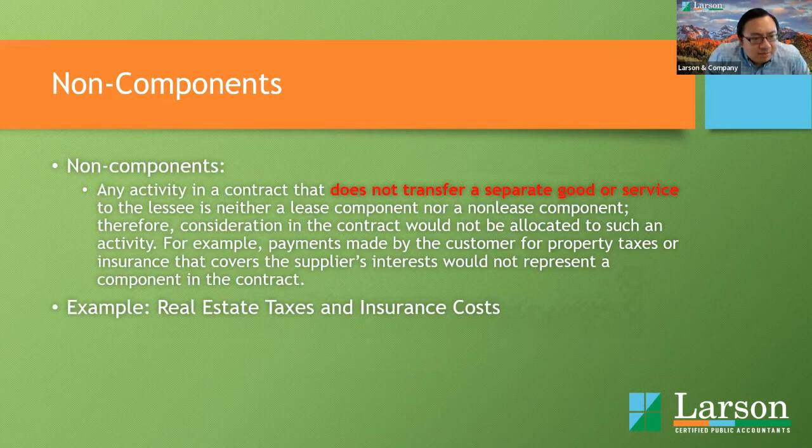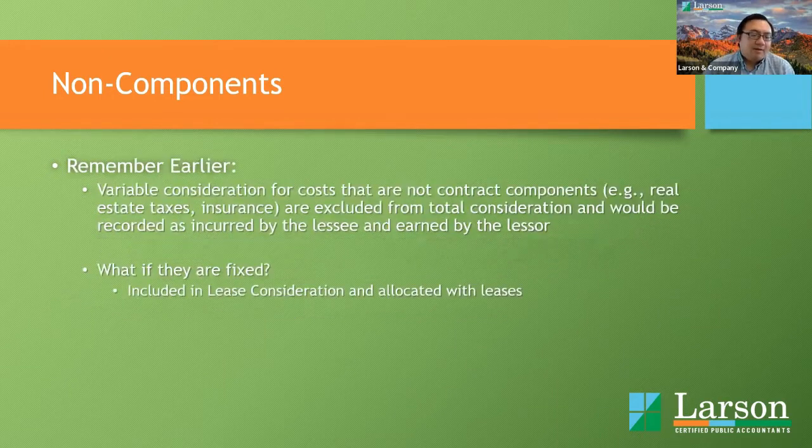So before, we also mentioned a little bit about non-lease components. Remember I mentioned that there's a lease component, there's a non-lease component, and then there's a section that is just non-components. ASC defines non-components as any activity that does not transfer a separate good or service. An example of that would be real estate taxes or insurance costs, right? Insuring the property itself. Sometimes lessors will still pass those on to the lessee. And so these will be non-components.